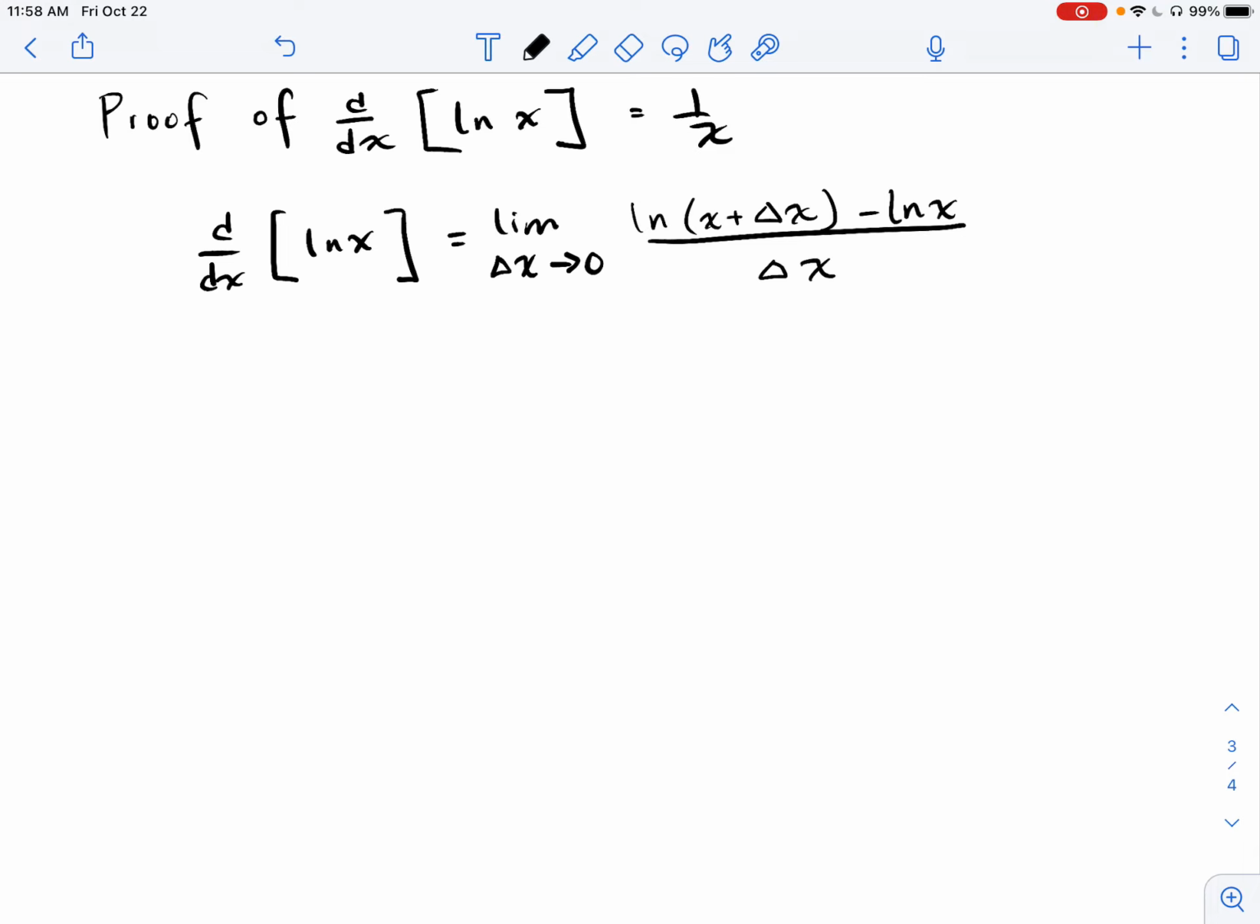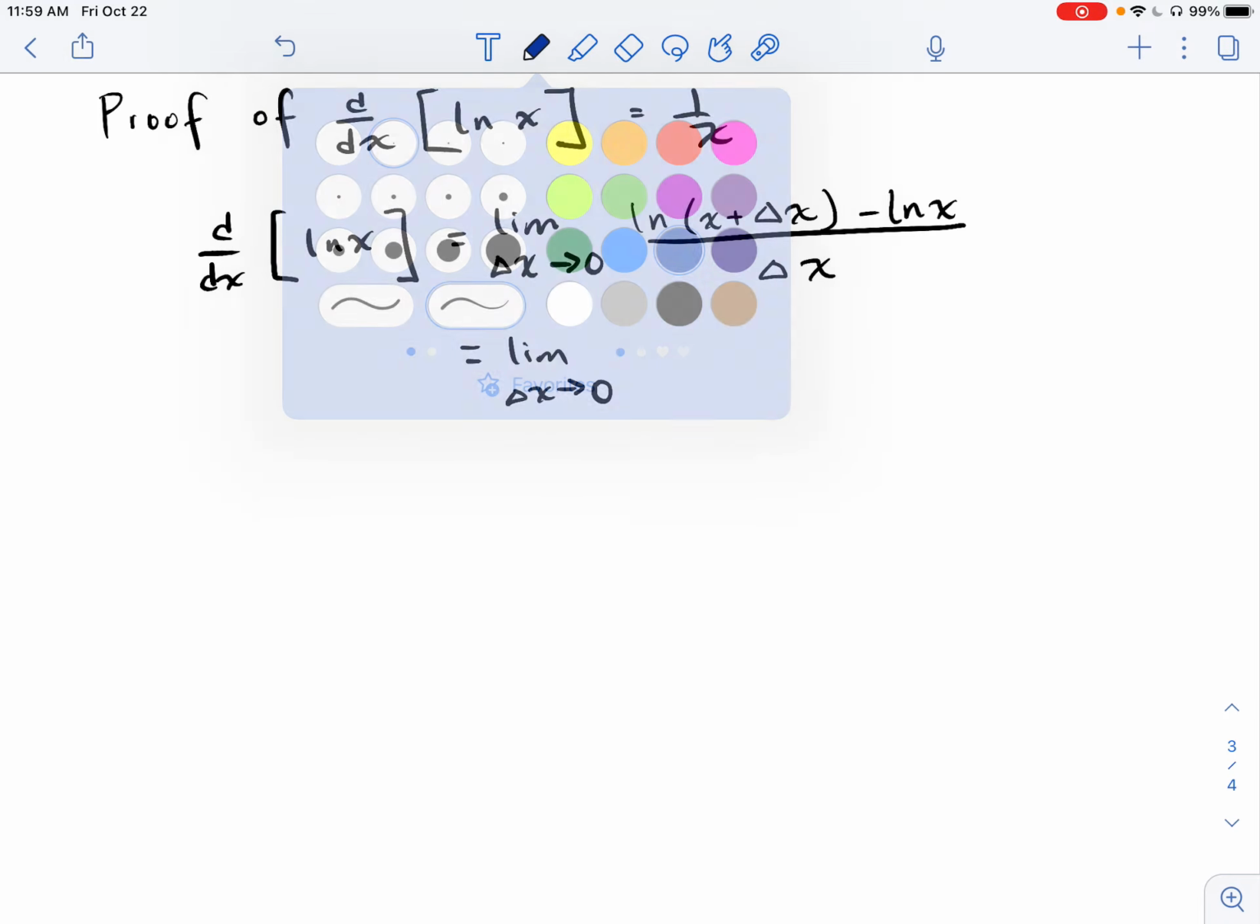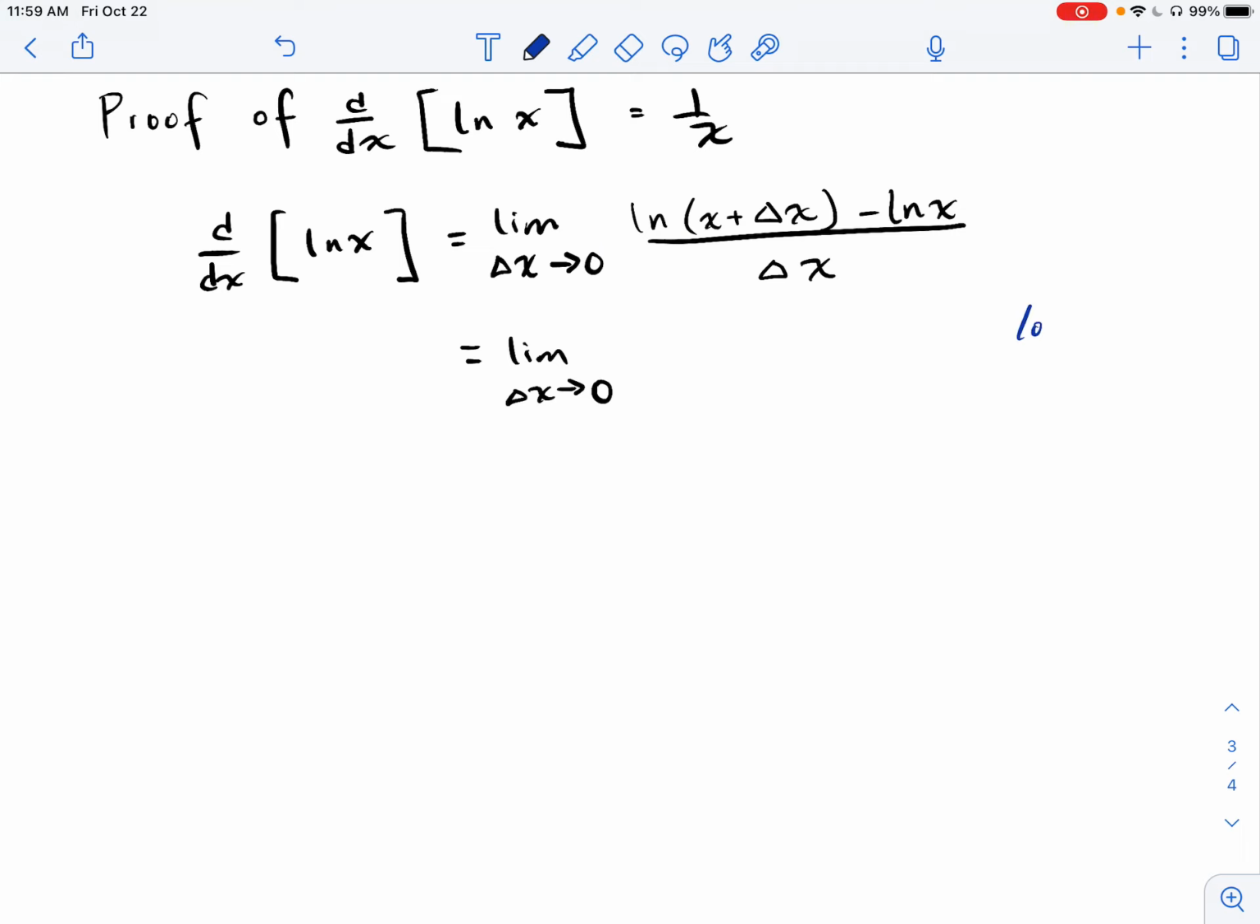And all I'm doing again is using the limit definition of the derivative here. So I'm just rewriting that statement. Since I've got that, I'm just going to keep working on this side over here. So I've got delta x approaches 0. And I'm actually going to use a log property here. Let me just write that. I'm going to use a log property.